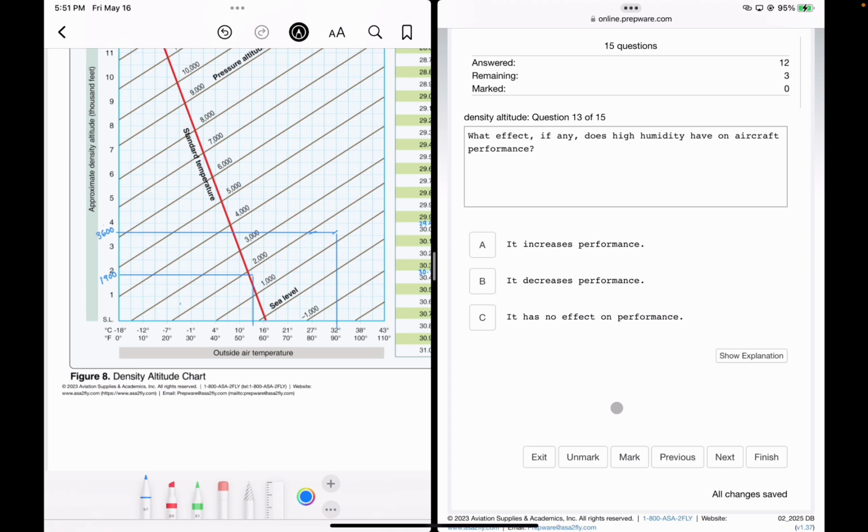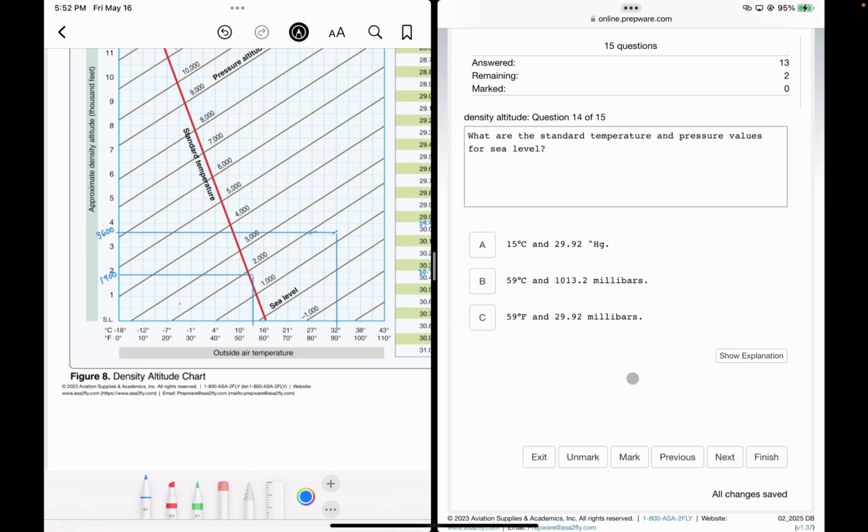Okay, what effect, if any, does high humidity have on aircraft performance? Okay, I know it's been a while since I talked about humidity, but I really hope you didn't forget my lesson. I'm not going to go back to our notes. I'm just going to tell you. But you better remember this. It decreases performance. It decreases performance. We talked about this at the beginning, but a lot of time has passed since then. I just hope you didn't forget that.